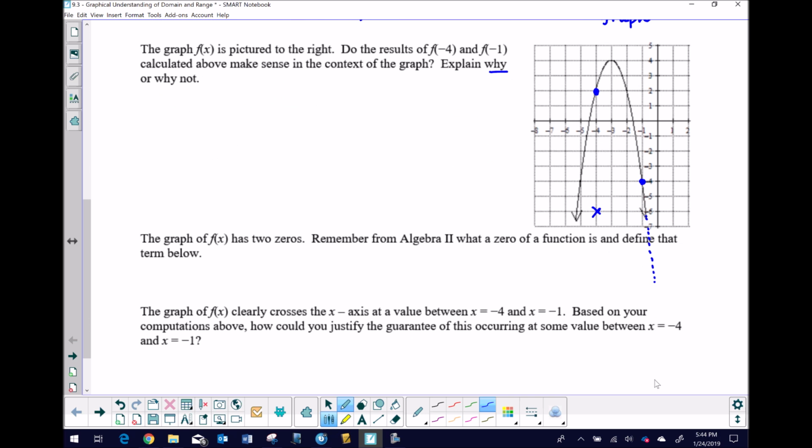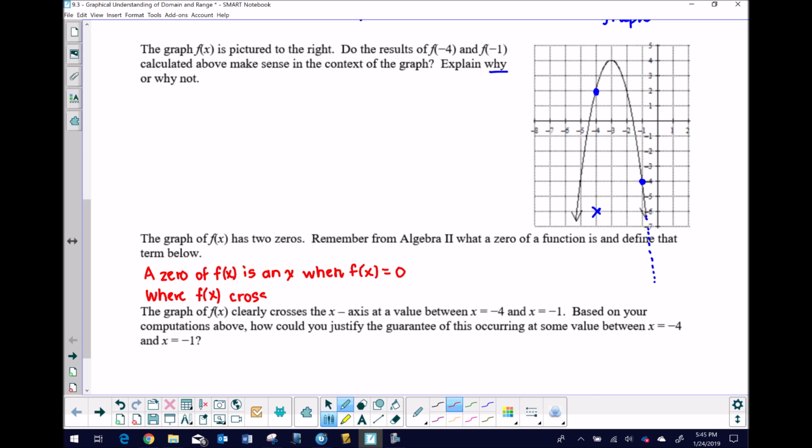All right, let's talk zeros. Remember from Algebra 2 what a zero of a function is? Define that term below. What is a zero? Well, you could say a lot of things. A zero of f of x is basically a value of x when the function f of x is equal to 0, right? That's pretty much where it gets its name. But another way to think about it, it's also where f of x crosses the x-axis.